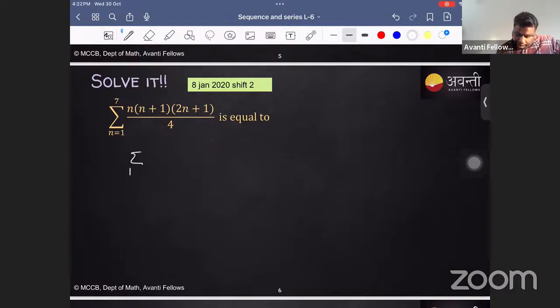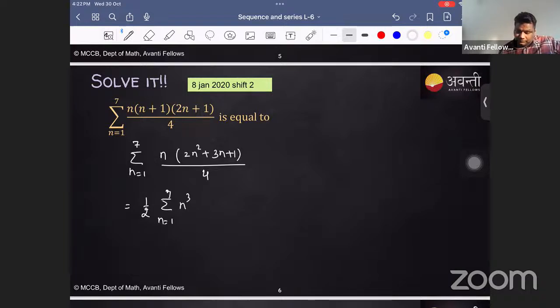See, n, if you multiply this, this will come 2n square plus 3n plus 1 whole divided by 4. So it will be half sigma n cube plus 3 by 4 times sigma n square plus 1 by 4 times sigma n. Got it? And now you have the values of all of them.